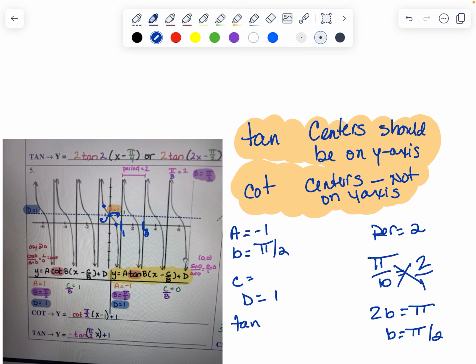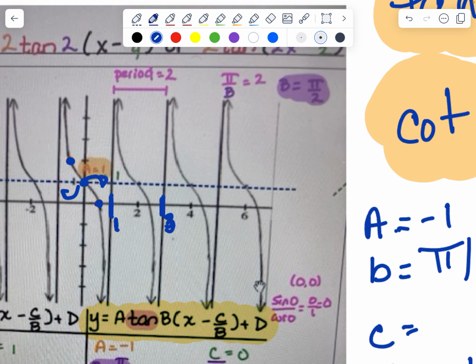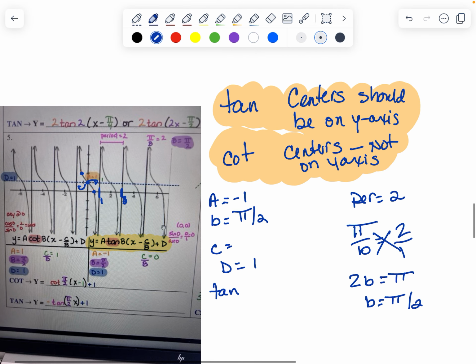Okay, the shift. If we're dealing with a tangent, because you want to write this in tangent, the center should be on the y-axis. It is. Hallelujah. So that means it did not get shifted. It's a 0 shift. All of those numbers went right here. A, B, C, and D.